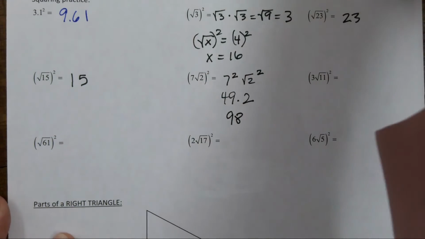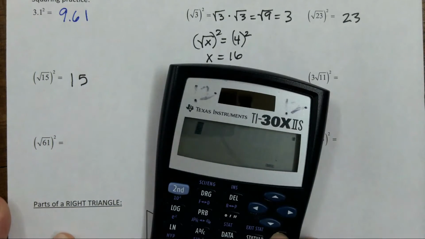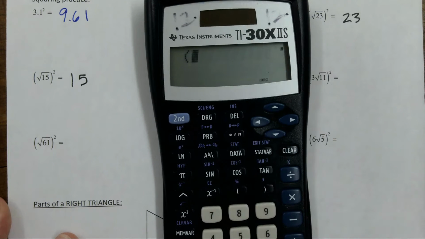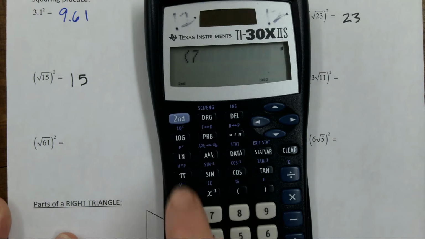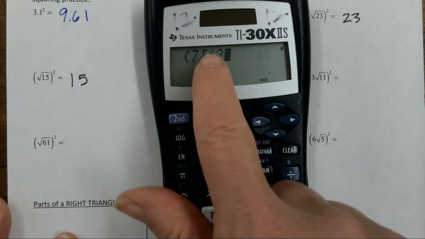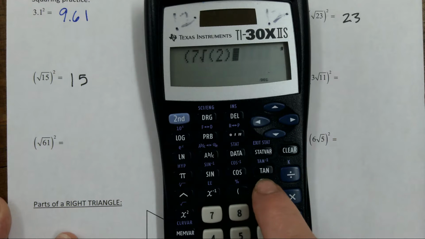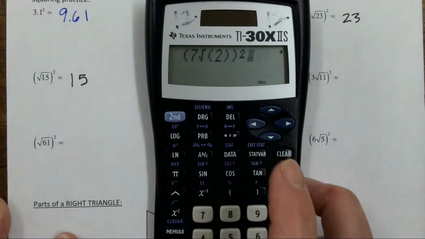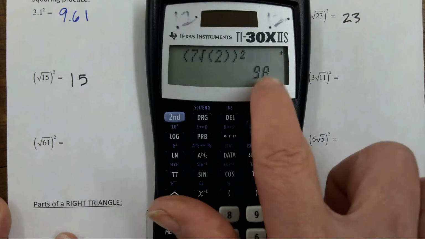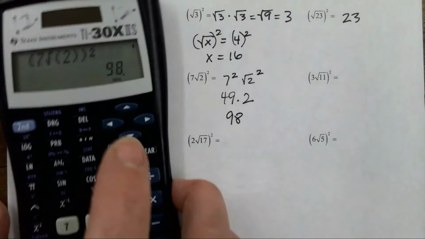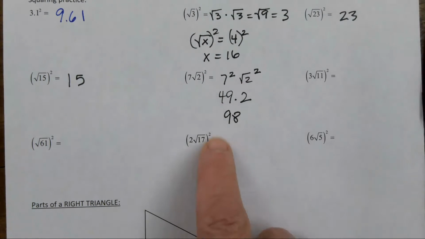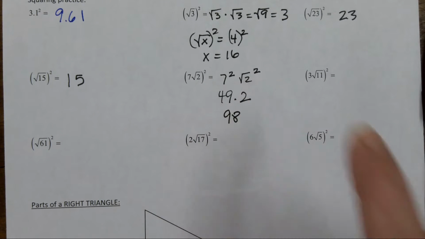Or, if I'm going to use my calculator, I would have to put everything in parentheses. 7 square root of 2. It'll open the parenthesis for the square root, end, and then square it outside. Notice how I plug that in? And it will give me my final answer. But usually I don't count on the calculator too much. I will just square the front and square the square root.